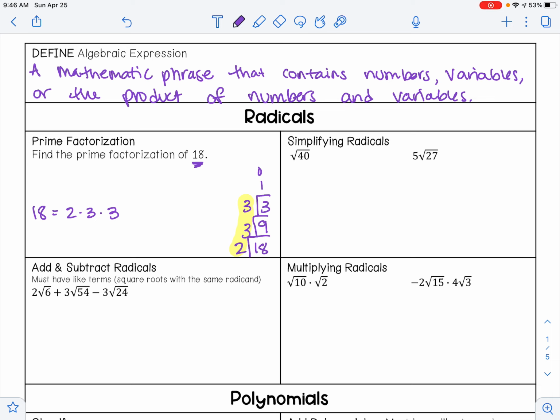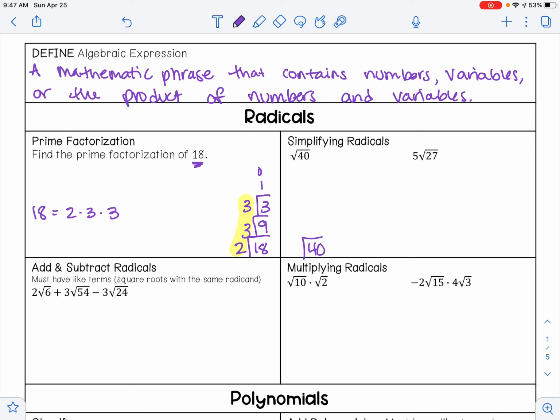So if I look at this next example, we want to simplify the square root of 40. If you try to do the square root of 40 in your calculator, you're going to get a decimal. And in mathematics, we like exact answers. And when we get a decimal, sometimes it can be an approximate. So to keep this in radical form, we are going to do the prime factorization of 40.